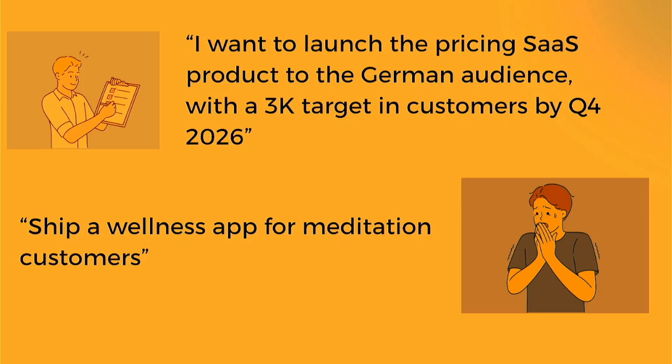When I read the second statement, I'm a little worried. I'm like, ship a wellness app for meditation customers? I don't even know what a meditation customer is. I don't know how many. When are we launching this? I'm confused. I have more questions than I do a success or goal statement. So when you think about your go-to-market, always have a good goal in mind. And even better, partner with your go-to-market team, your sales team, your marketing team on creating that goal, right? Because if you're a product owner, you are not in charge of the sales side of things, right?